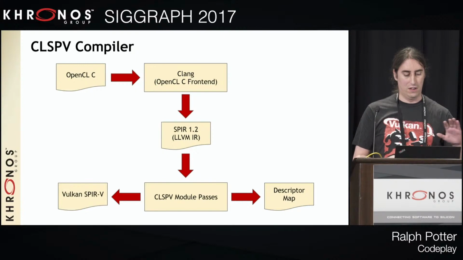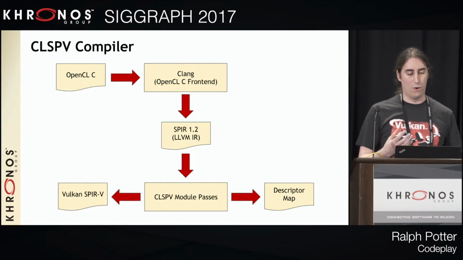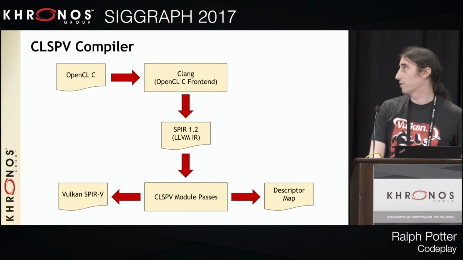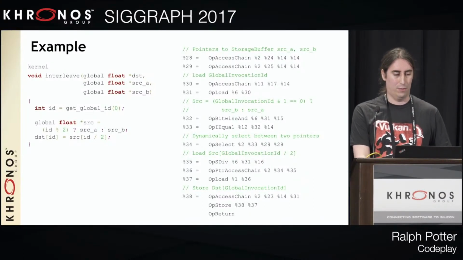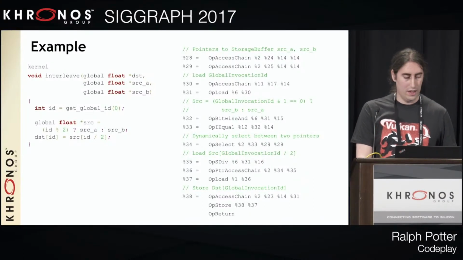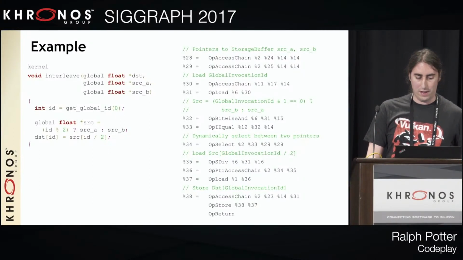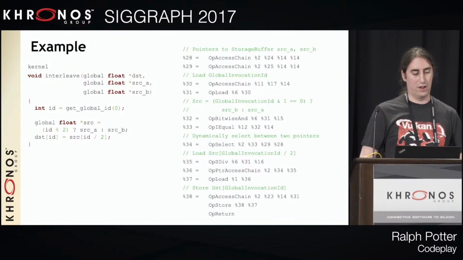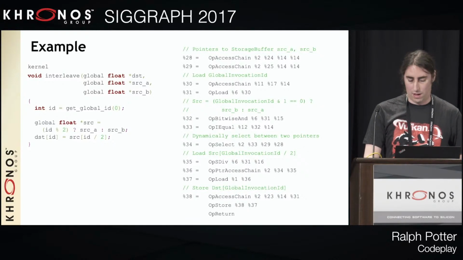So we can emit a SPIR-V file, and we can emit a second file that essentially tells you what the descriptor maps are that you need to correspond to the kernels. On the left here, I have a sample OpenCL C kernel. It's pretty straightforward. The one thing of note is that we have a select between two pointers based on our global ID, so our invocation ID in SPIR-V.